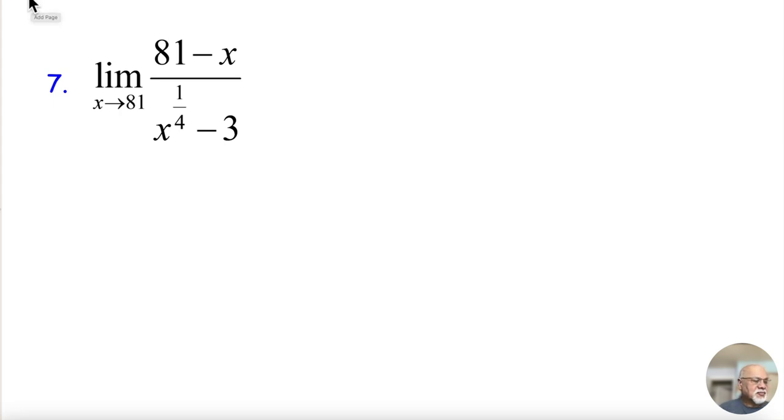Number 7. We're going to do this by a similar technique, namely variable substitution.